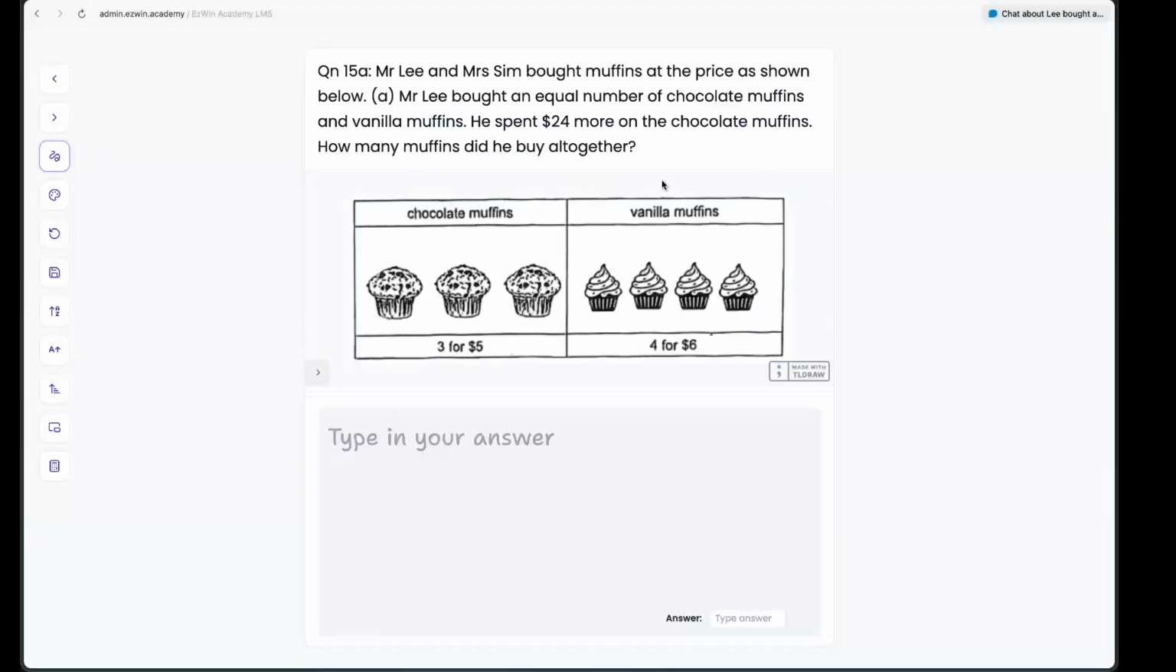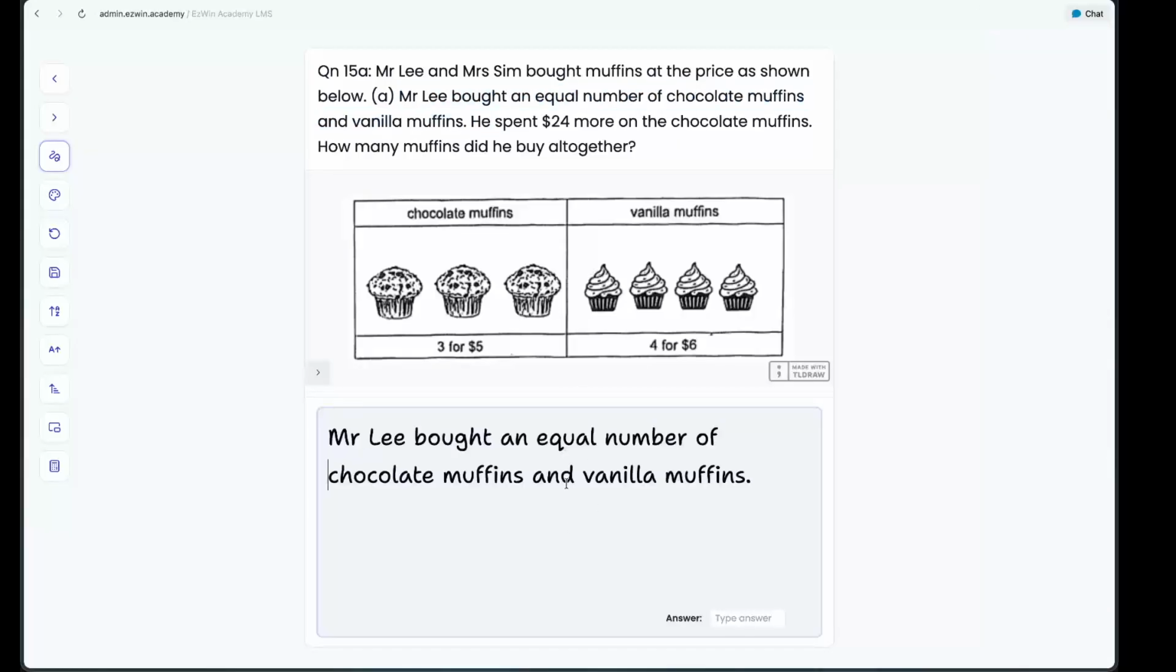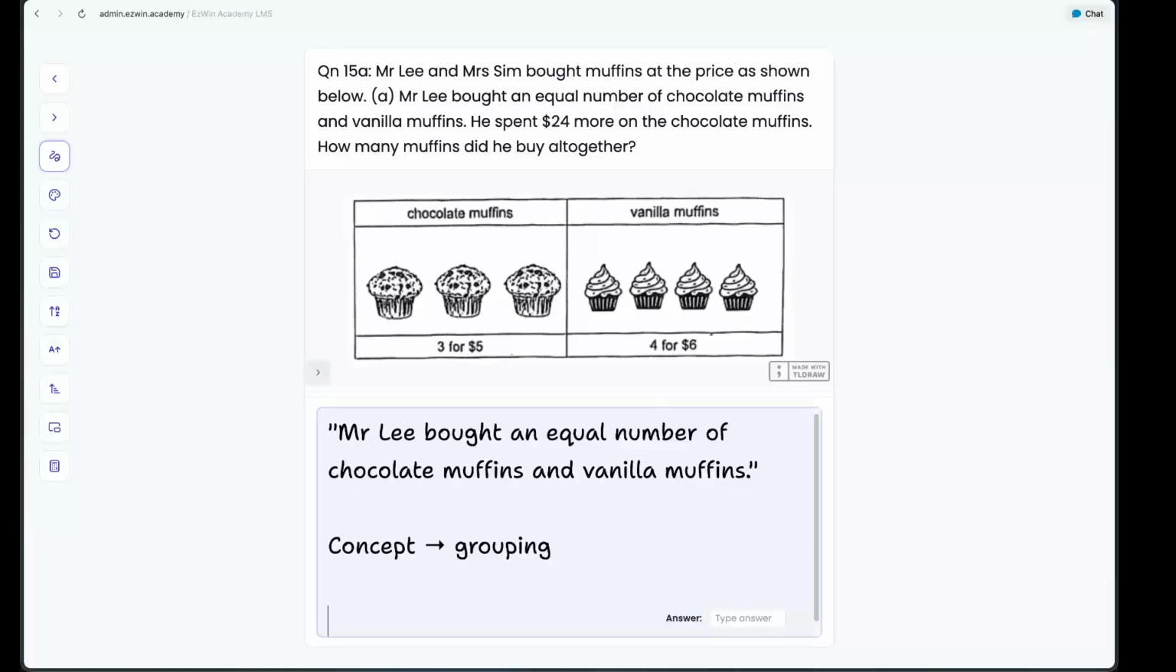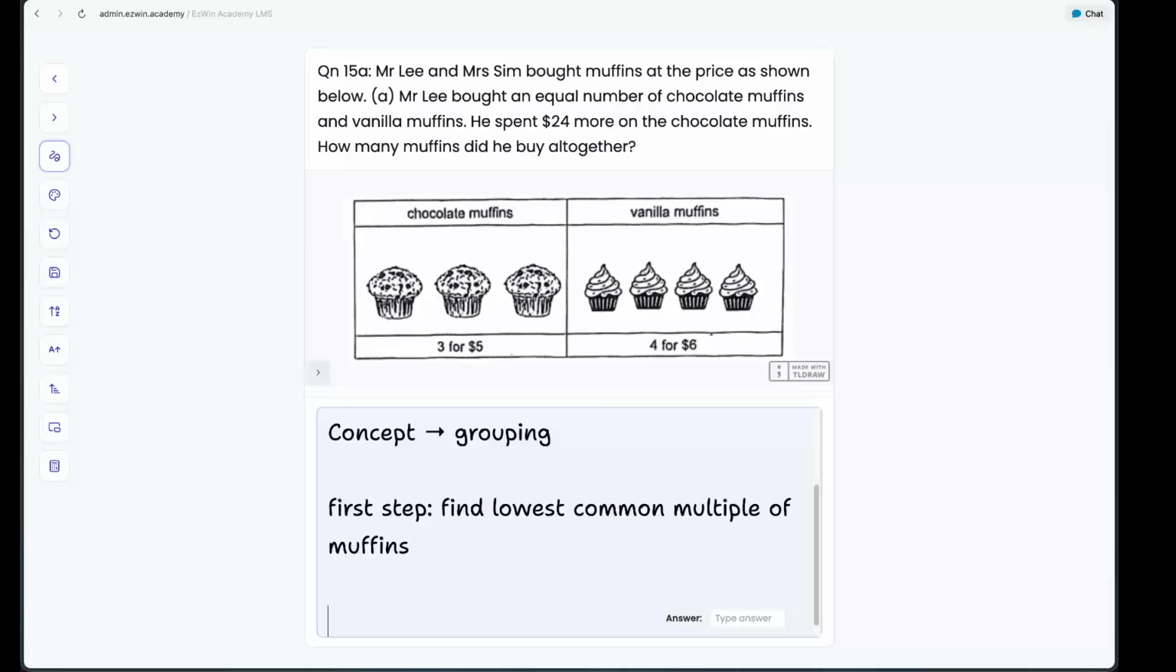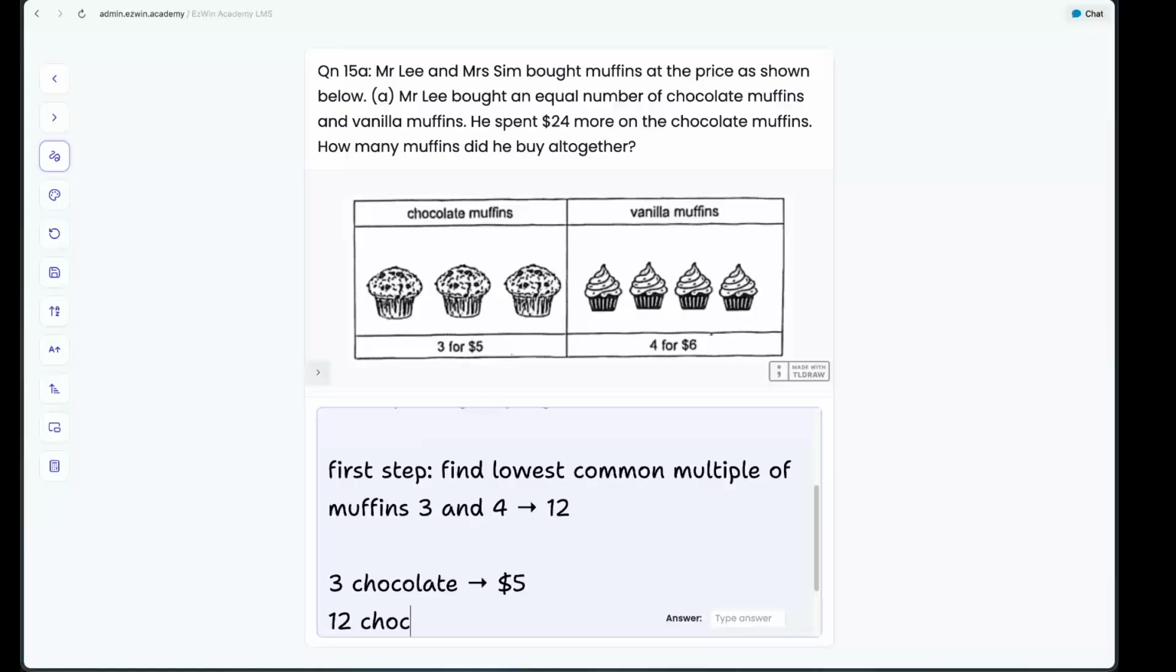So from this over here, we know that Mr. Lee bought an equal number of chocolate muffins and vanilla muffins. That means the concept is grouping. So we need to find the same number of chocolate and vanilla muffins. So first step is to find the lowest common multiple of muffins of 3 and 4, and this will give us 12. So that means for 3 chocolates is $5, then 12 chocolates will then be equal to 5 times 4. This will give us $20.